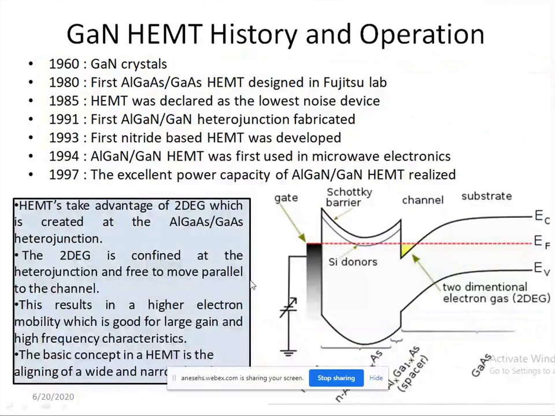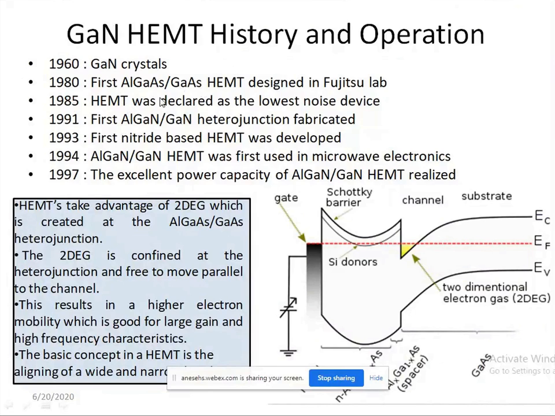Now this is a simple or basic history of the GaN devices. So GaN crystals were first found in the 1960s, and the first HEMT that was designed in Fujitsu lab was in the year 1980. This was not a GaN HEMT, this was an AlGaAs HEMT. So this was the first HEMT that was developed, and this is considered to be the simplest form of HEMT. However, we can't use a gallium arsenide based HEMT for biosensing applications because it is not a biocompatible material.